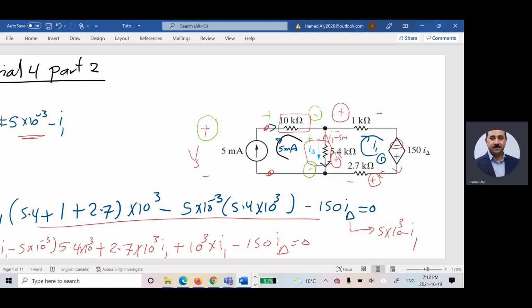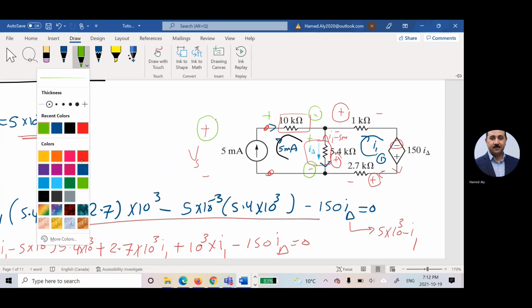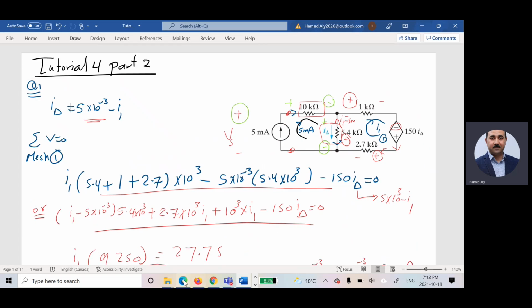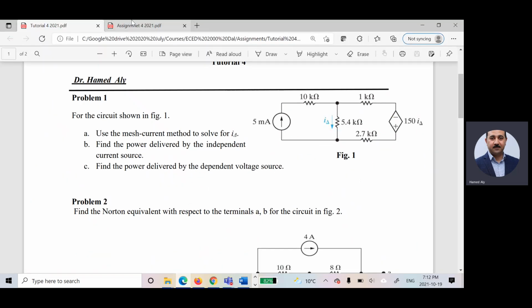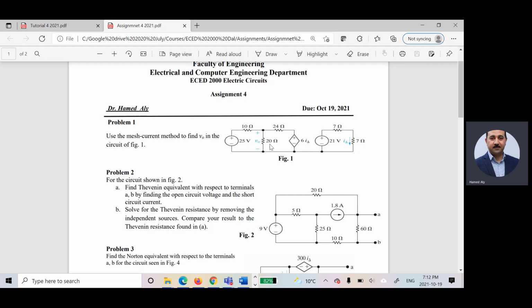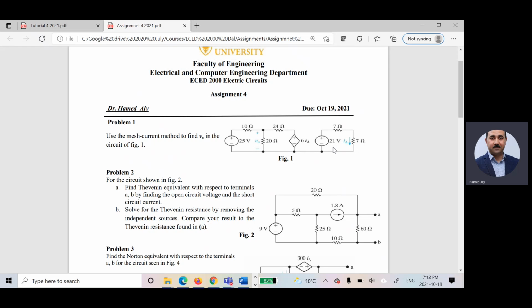Any question, guys? Okay, let us see another problem. But before moving to another problem, I would like to show you the assignment problem, which is similar to what I did. This one has 3 different meshes instead of only one mesh. I think we solved a problem similar to that before in the first or the second assignment. I don't remember. So the current in this one is 0.